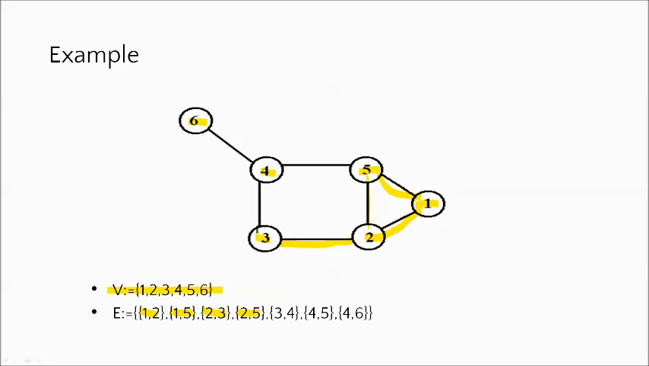Next, from vertex 3, we have an edge connecting into 4. That's how we arrive at 3, 4. Next, we have an edge connecting vertices 4 and 5, so we arrive at 4, 5. Next, we also have an edge from vertex 4 into vertex 6, so we have 4, 6. So that's how we arrive at these edges.